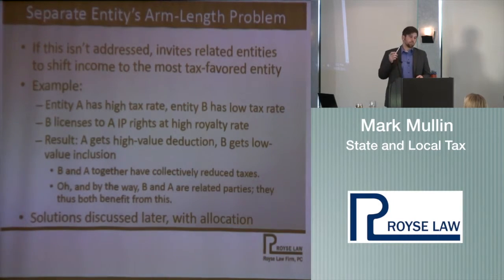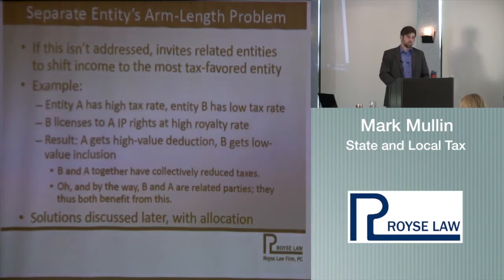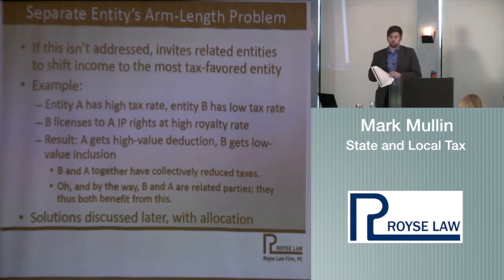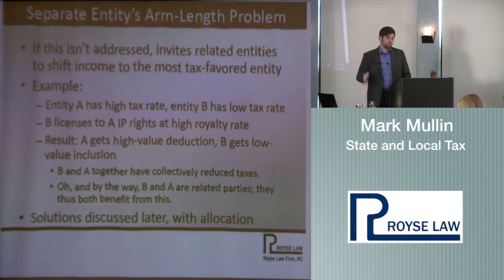Now, when A pays the royalties from that license, it will get a big deduction, and that deduction will be worth a lot because A has a high tax rate. B, on the other hand, will get a low value inclusion. So this is a big problem for the separate entity approach, and I'll discuss this later when I discuss allocating income because the two have a lot in common.